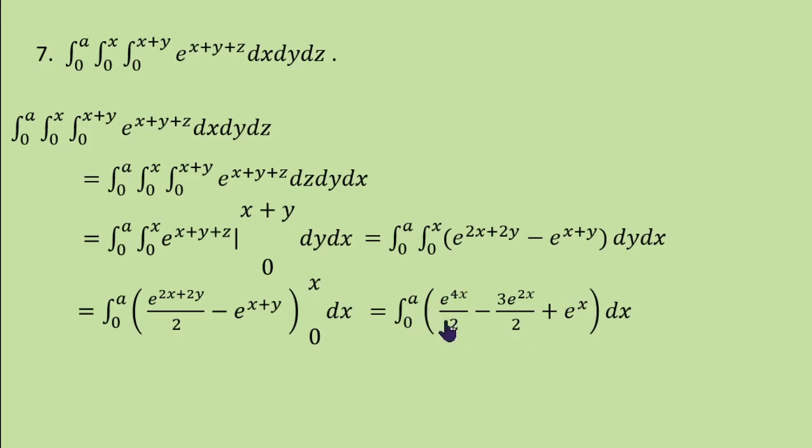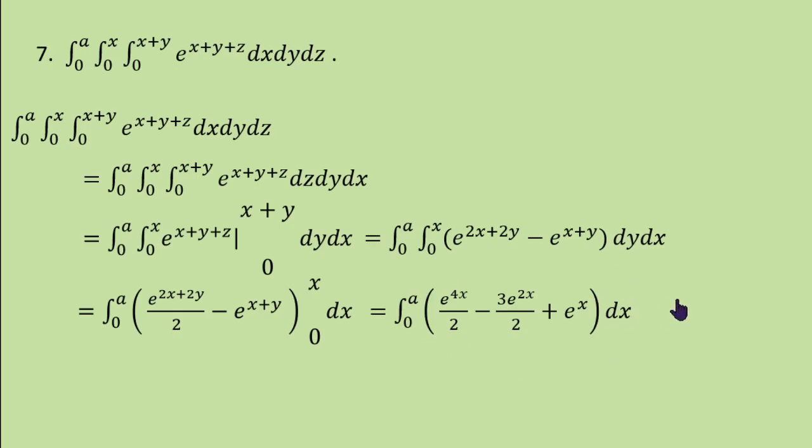Once again I repeat this, how we got this. Upper limit of y is x, e power 2x plus 2x, that is e power 4x by 2, lower limit is 0 for y, so e power 2x by 2 with minus sign, because it is lower limit value, minus e power 2x by 2, here upper limit value is minus e power 2x, totally minus 3 by 2 e power 2x, lower limit of this is e power x, minus e power x with minus sign, lower limit, so it becomes plus e power x.